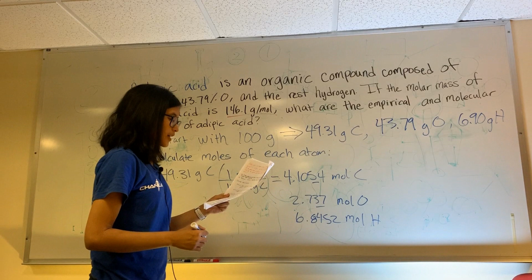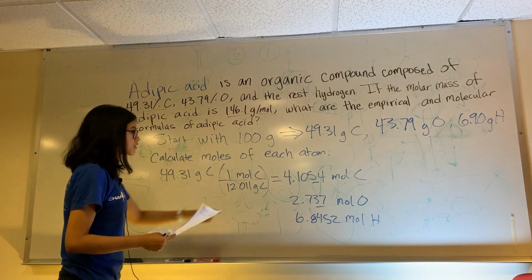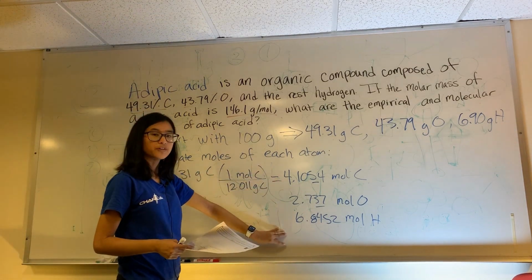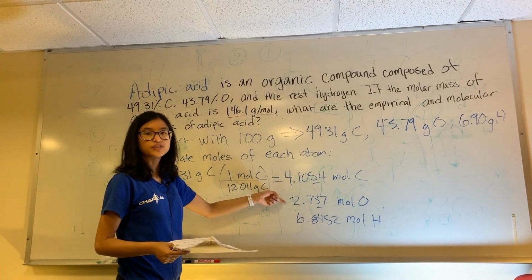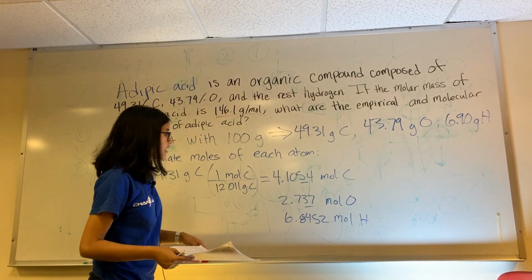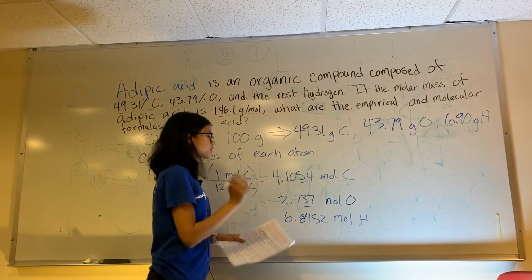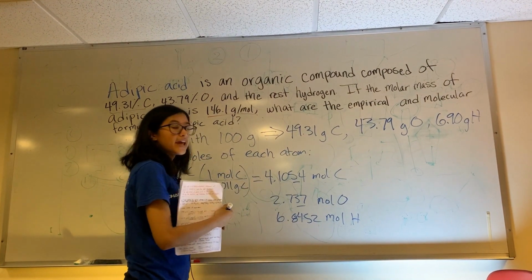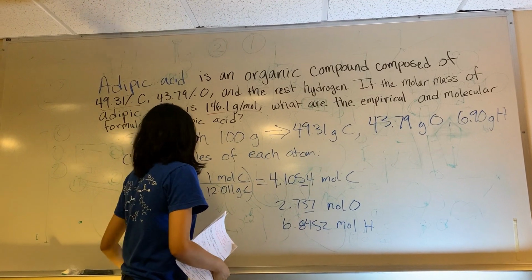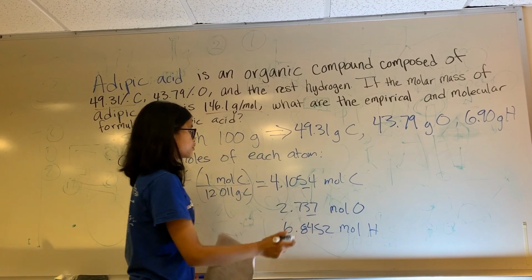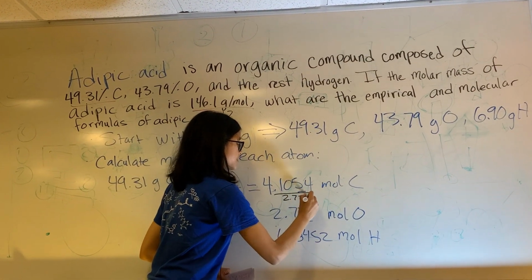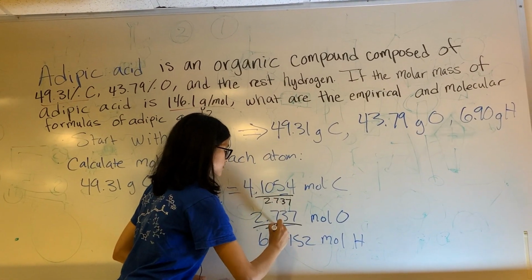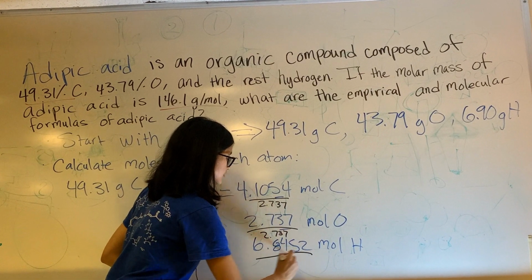Now that you've got these moles, we need to get the ratios. Look at the amount of moles you have for each atom and find the smallest one. In this case, it's oxygen. We take the smallest mole amount and divide everything else by that amount, so everything is going to get divided by 2.737.